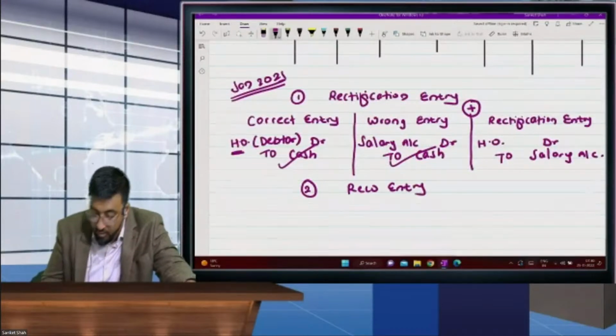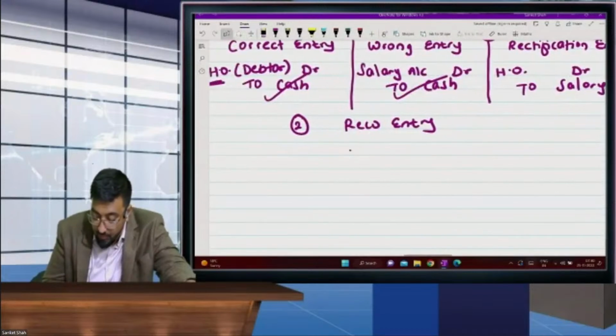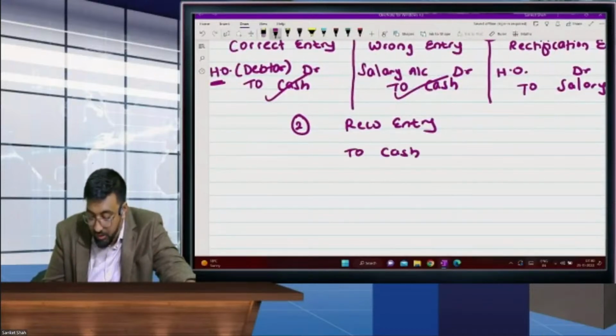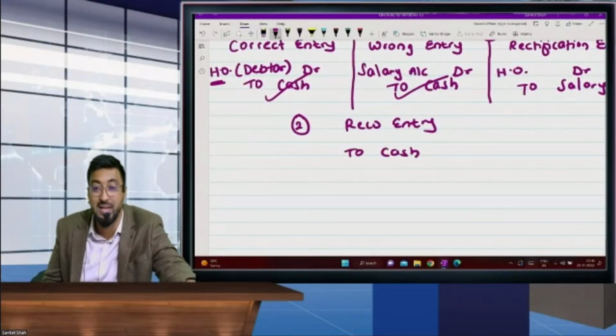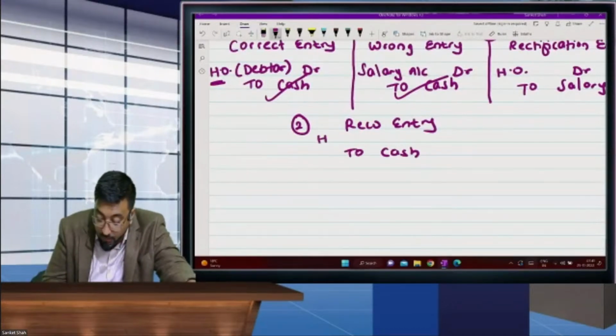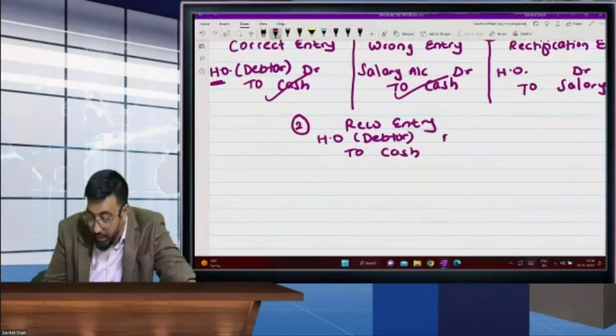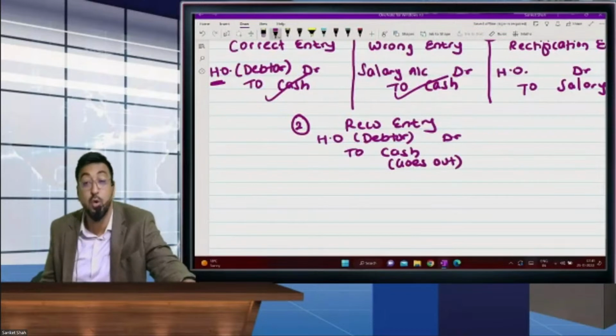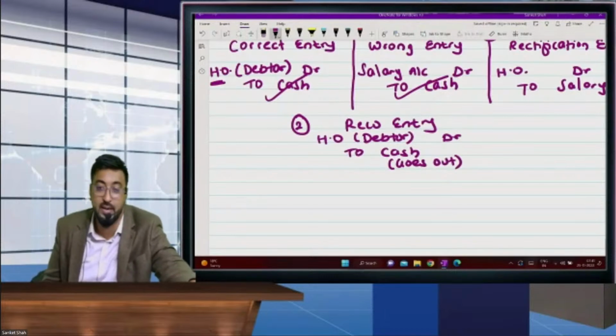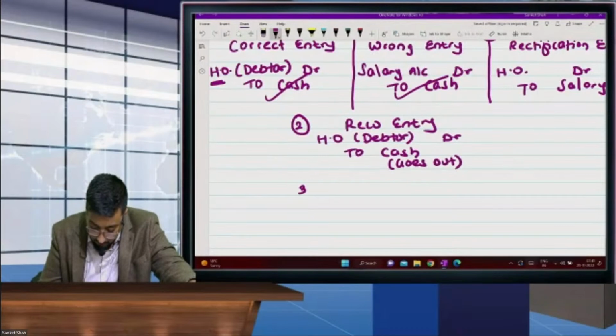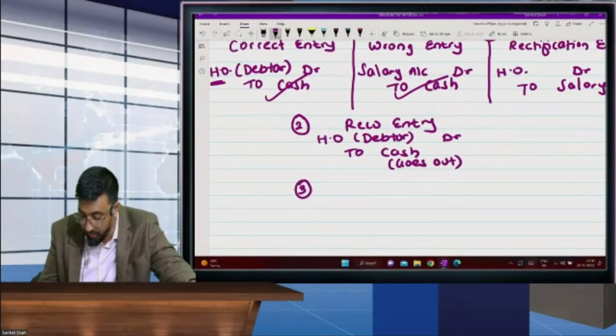So what is the RICO entry? Branch is paying cash and branch cannot record it as an asset. So branch will recover it from HO. So HO is a debtor. Okay. HO is a debtor and for branch and cash goes out from the branch. Okay. So asset को debit नहीं देना है. Asset के बदले में HO को debit देना है. So entry will be HO to cash. This is not rectification entry.